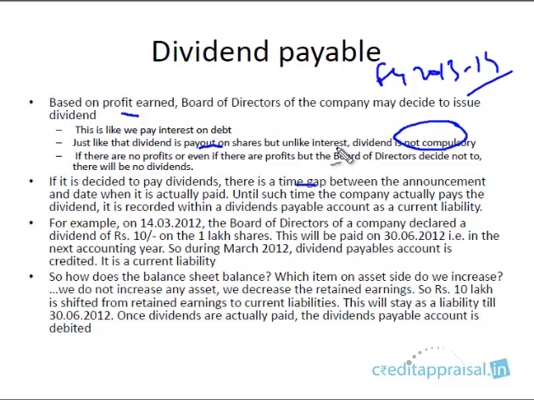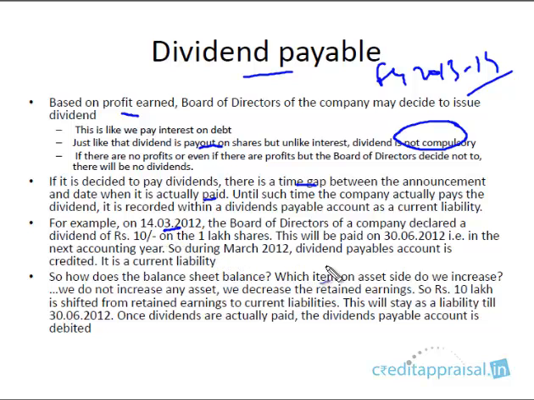If the company decides to pay dividends, there is a time gap between the announcement of the board of directors' decision and the date when it's actually paid. The meeting might happen one day, and the actual payout might take some 1 or 2 months. Till the company actually makes the payment, this dividend payable will be treated as a current liability, because the decision has been made to pay dividend, but it is not yet paid. So hence it is naturally a current liability.